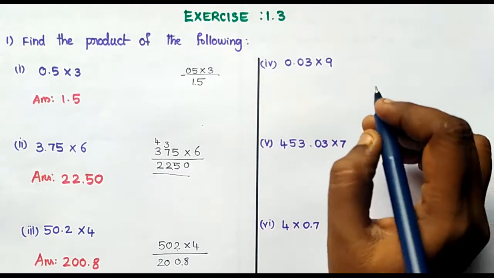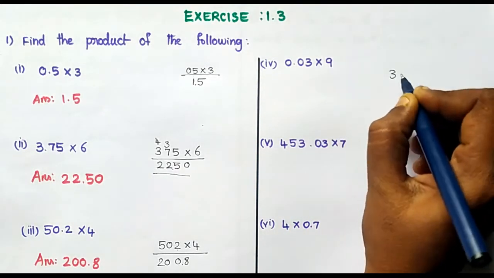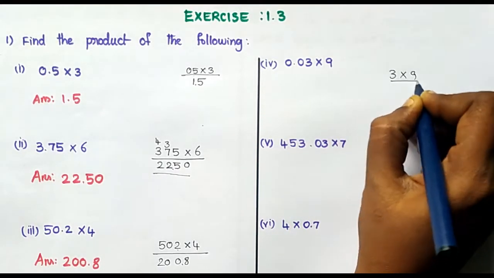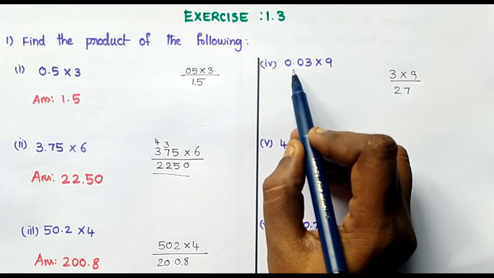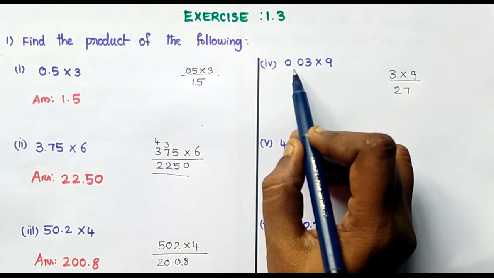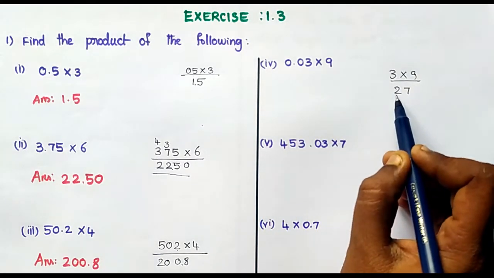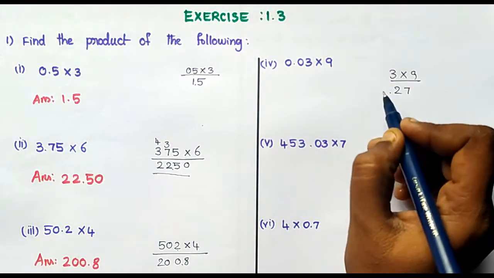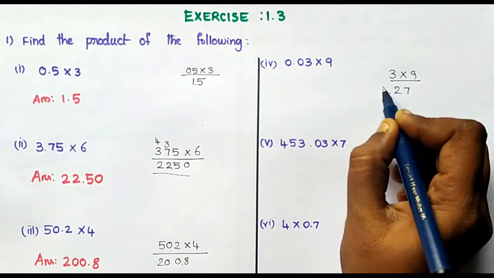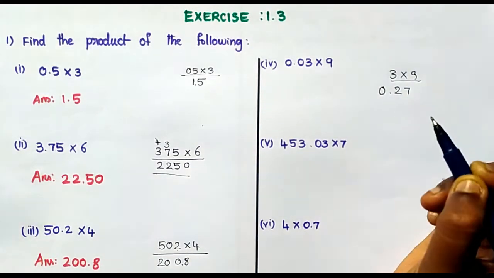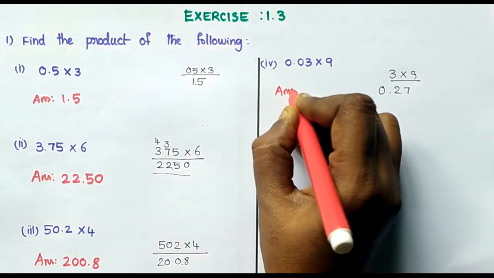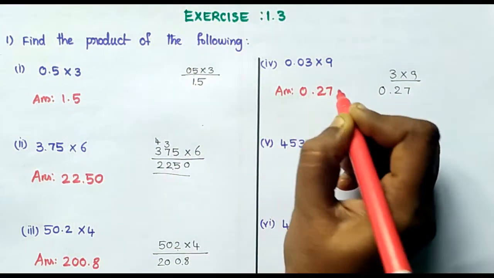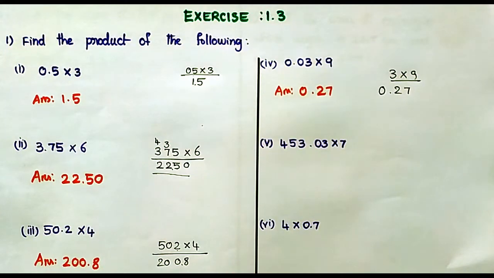Next one, 0.03 into 9. So 3 into 9, that is 27. Listen, before 2 digits we have to give the point, means here 1 2. So before the point nothing is there, means we put the 0. So answer 0.27.